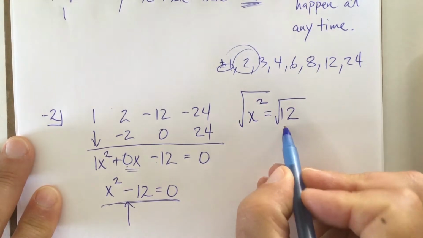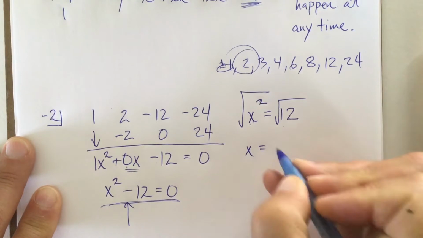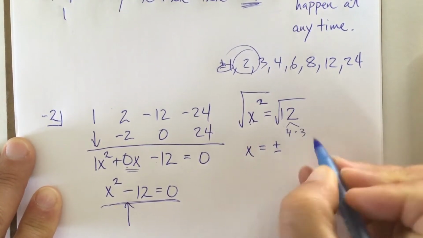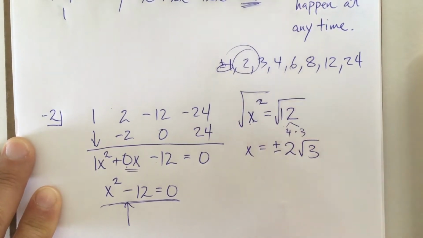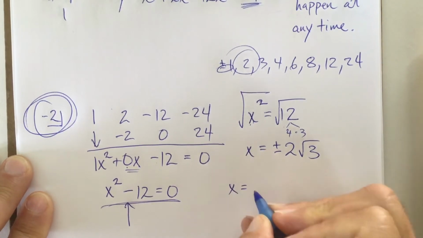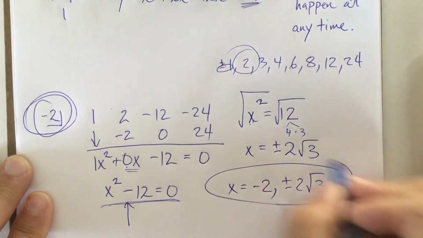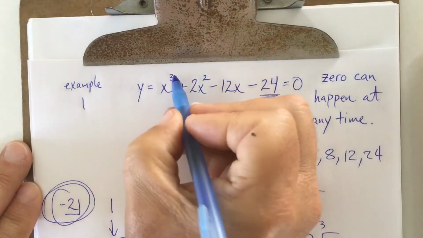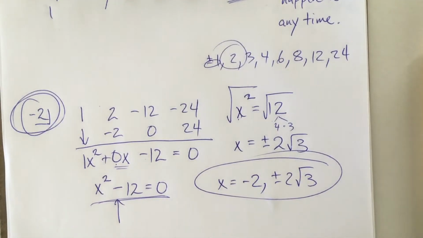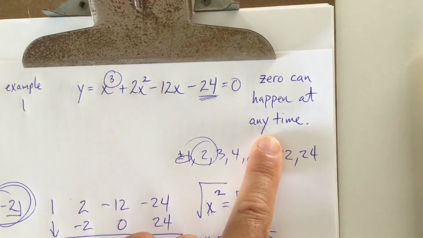But let's continue. Right here, when I take the square root of x squared, I get x. What's it equal? Plus or minus, let's break this up, that's 4 times 3, so I get 2 rad 3. So my answers are, one of them's there, x equals negative 2, and then plus or minus 2 rad 3. There's my 3 answers to that problem. Why did I create this example for you? Because I wanted you to know that 0 can happen at any time.